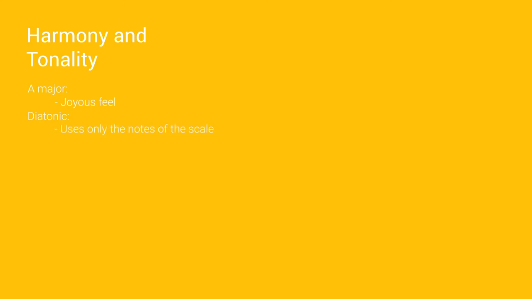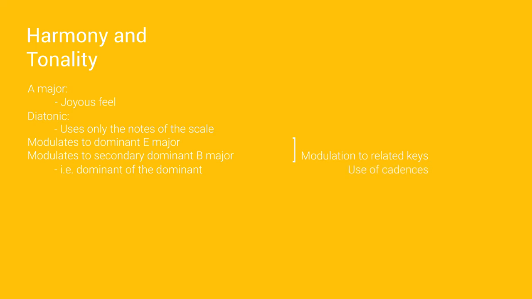The piece modulates to E major, the dominant, and to B major, the secondary dominant, basically the dominant of the dominant. This modulation to related keys, as well as the use of cadences, is all part of the piece's functional harmony.